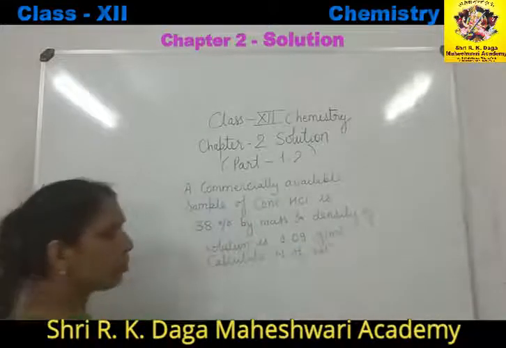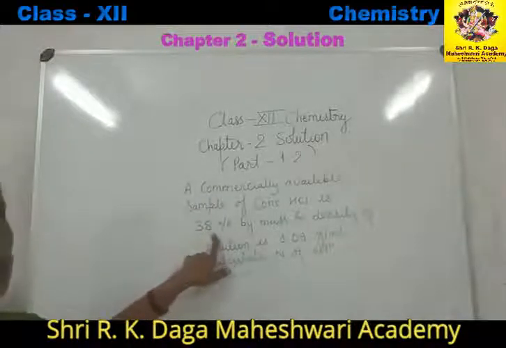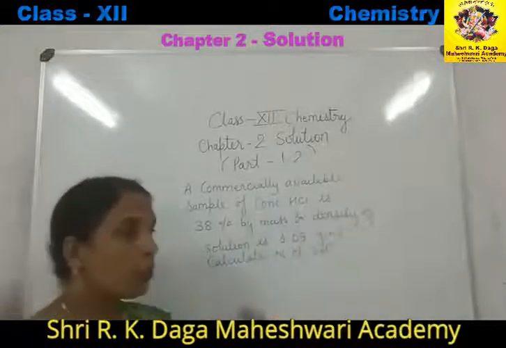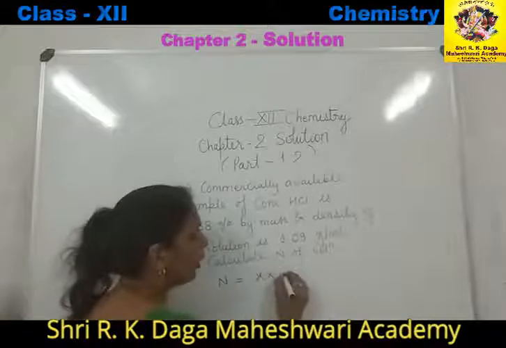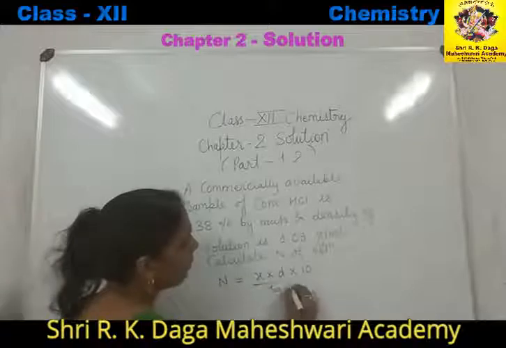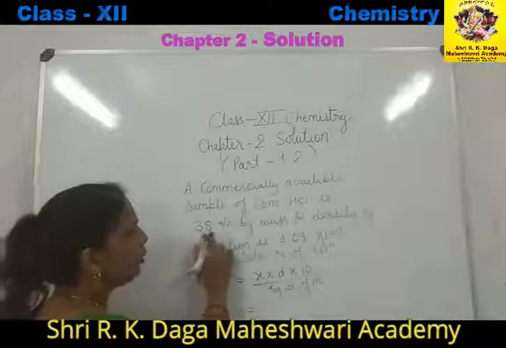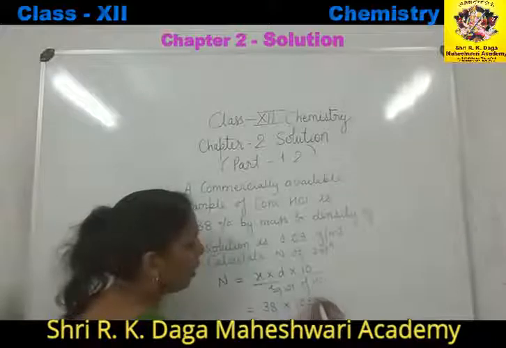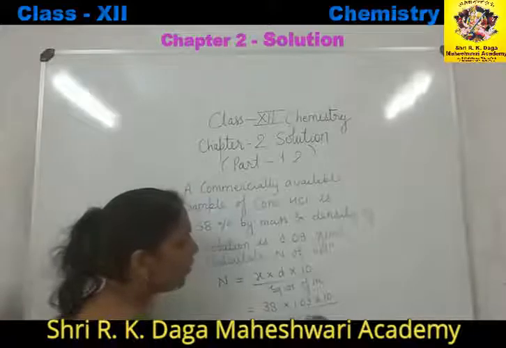Whenever we look at this numerical, we will find that the mass of solute is given in mass percent form. So 38% is the mass percentage of the solute and 1.09 is the density of the solution. So what will be the formula we apply here? N equal to X into D into 10 divided by equivalent weight of HCl. Now what is X? X is mass percentage of solute, so it will be 38 into density 1.09 into 10 divided by the equivalent mass of the HCl, that is 36.5.